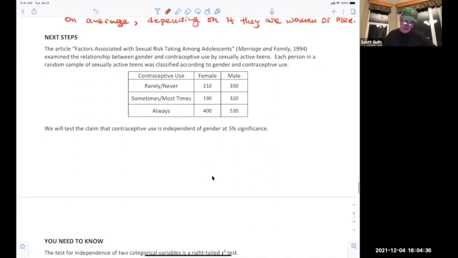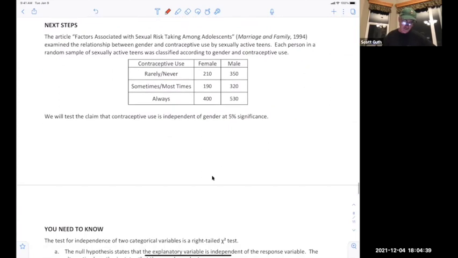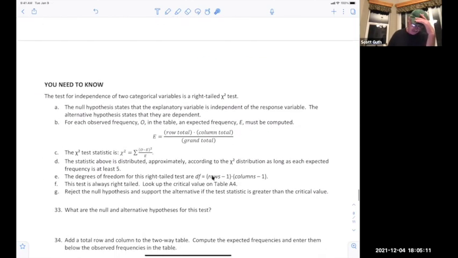I think we'll go ahead and squeeze in this chi-square test real quick. So let me just go ahead and read this. It says the article factors associated with sexual risk-taking among adolescents examines the relationship between gender and contraceptive use by sexually active teens. Each person in a random sample of sexually active teens was classified according to gender and contraceptive use. And we test the claim that contraceptive use is independent of gender at the 5% level of significance.